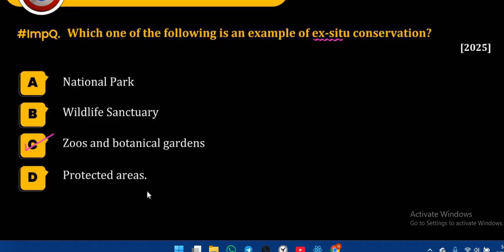Botanical garden is right here. So the correct option is zoo and botanical garden. Botanical garden is even the name of a metro station.